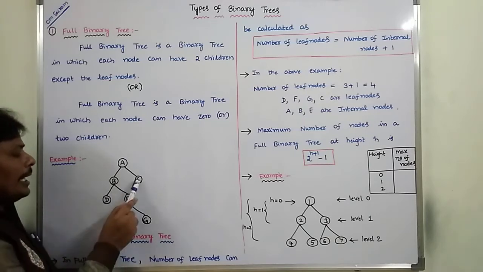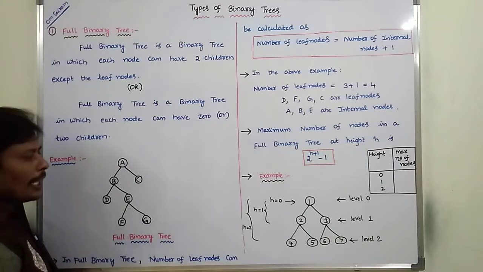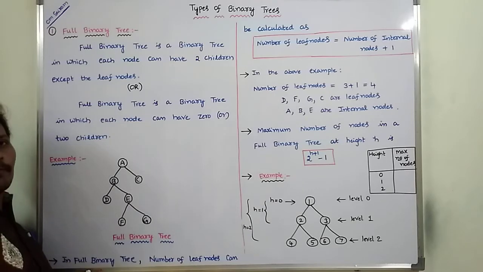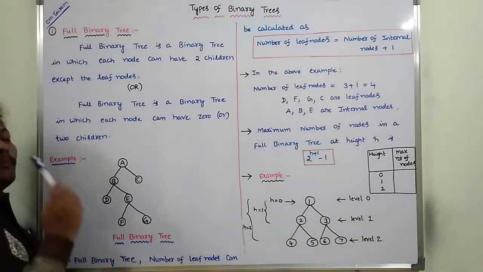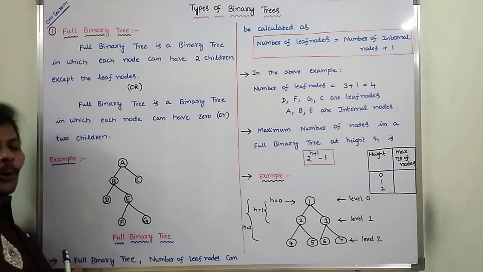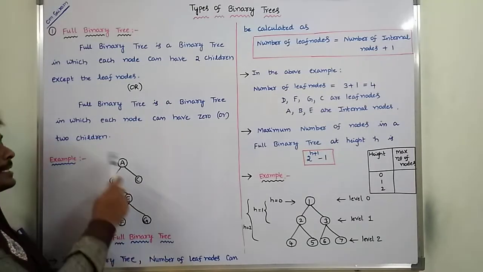So C, D, F, G have 0 children. A, B, E have 2 children. So the full binary tree property is satisfied. Each node can have 2 children or 0 children. Next, the second definition.